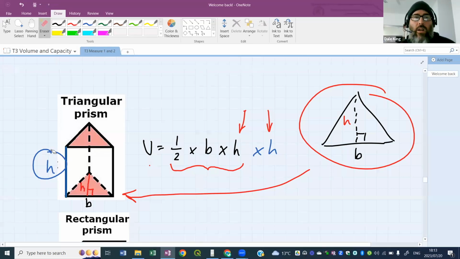Is length literally involved in this calculation or not? Not the length, not in the triangular prism. That'll come in the rectangular prism.